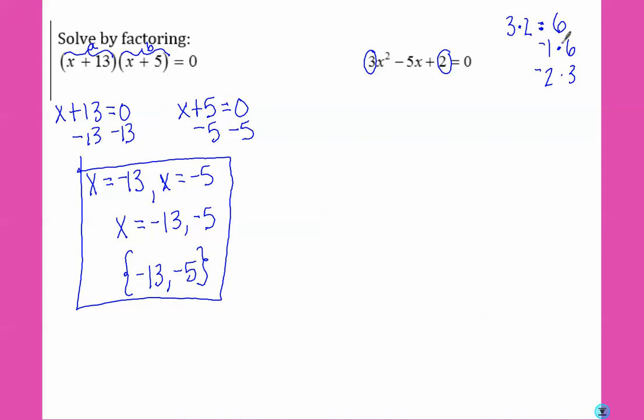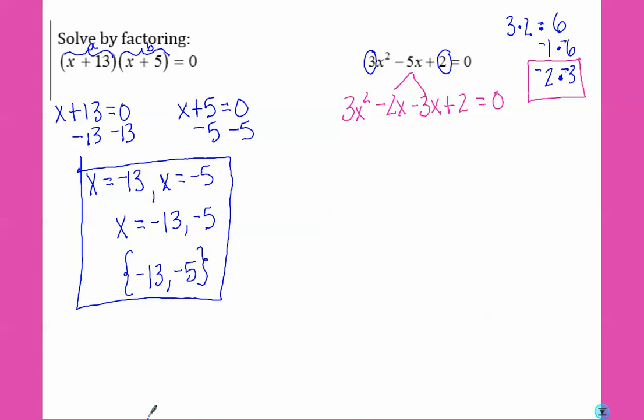We know we want negatives for all the terms. Otherwise, it won't multiply to be positive. Which pair adds up to negative 5? Negative 2 and negative 3 does. So we're going to take our negative 5x and split it up into negative 2x and negative 3x. Bring down the 3x squared plus 2, also bring down the 0.